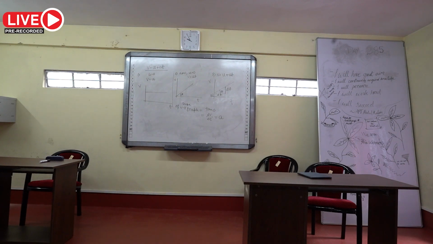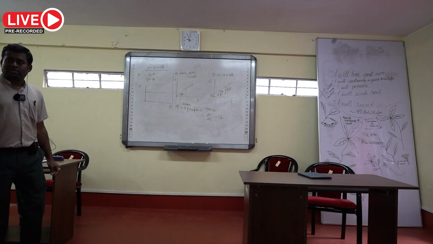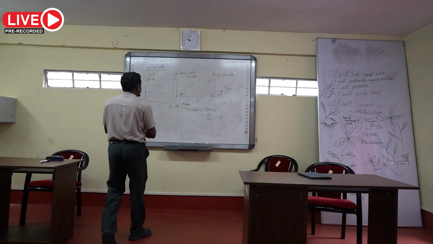Okay. So slope of the Vt graph means change in velocity by change in time, which represents acceleration. And since it's a straight line, the slope will not change, so acceleration remains constant. Now, if it is retardation, the graph will be like this.